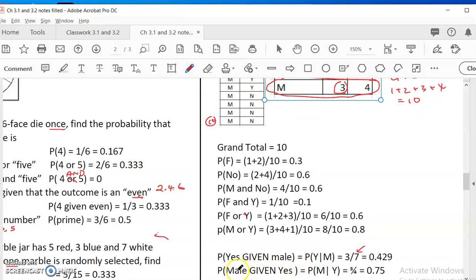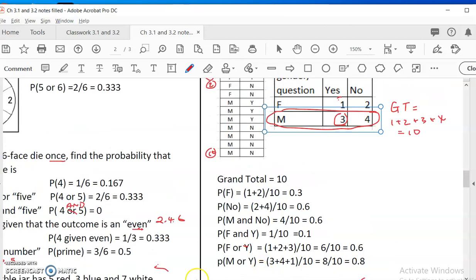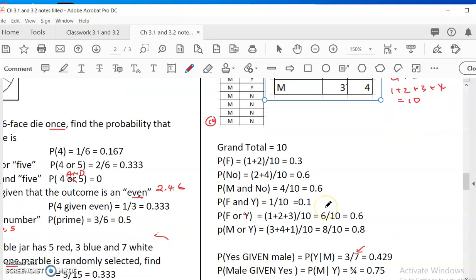Now let's reverse it. Male given it is yes. That means I already know someone answered yes. I just don't know what is the chance that that is a male or female. Maybe you're looking at a survey. You don't see that person, but you look at that survey and you see that person said yes. You wonder if that person could be a male.